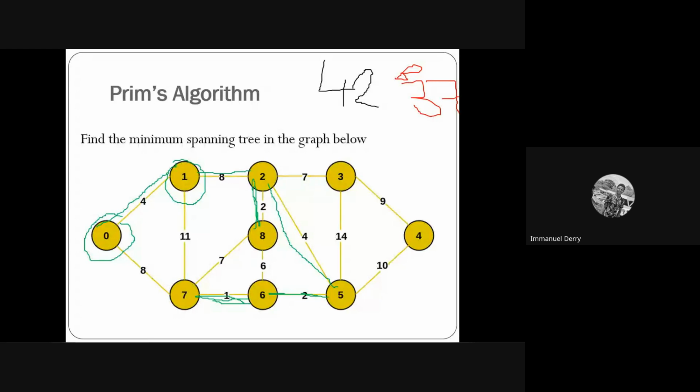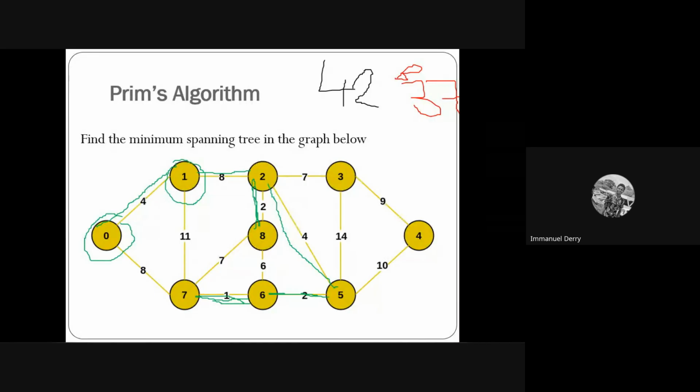And now let's look at this. We have 8, 11, 7, 6, 7 in memory. But which of them is quite smaller? 7 is smaller, so we can connect this and move on. But when we connect this, we are going to get a circle. From 7 to 8, you're going to get a circle.